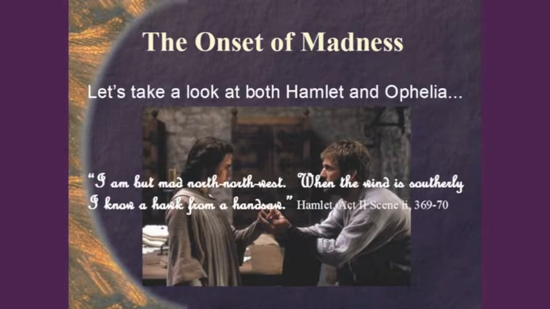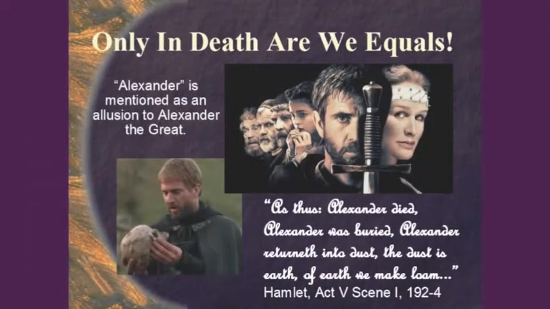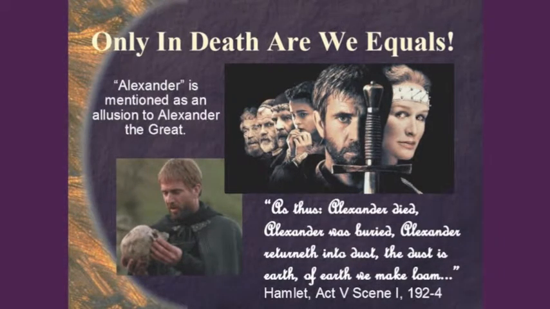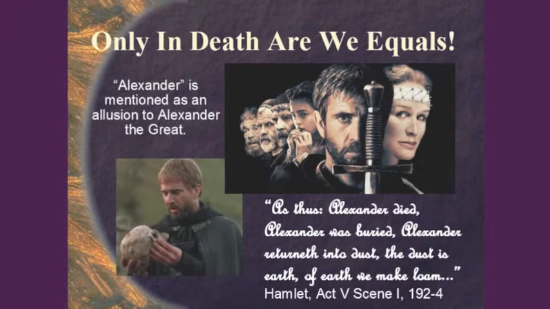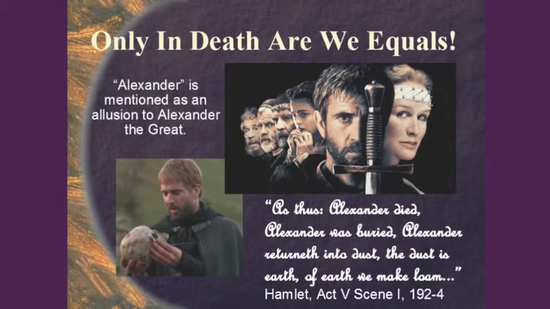Another idea that we can get from Hamlet is the fact that only in death are we ever really equals. This realization is made in Act 5, Scene 1, as Hamlet and Horatio are in the church graveyard and Hamlet is grasping the skull of the old court jester in his hands.